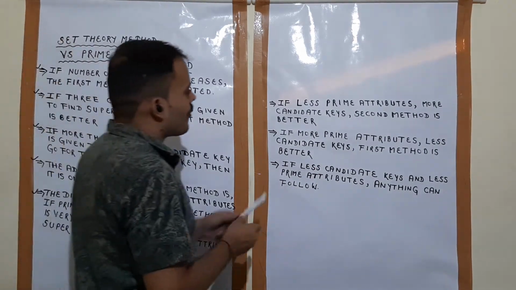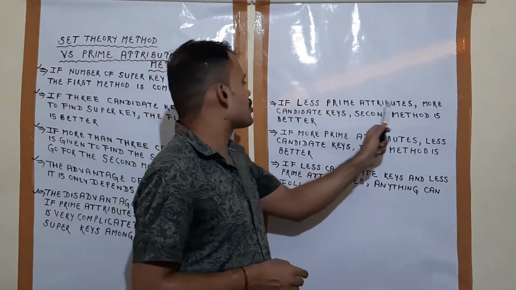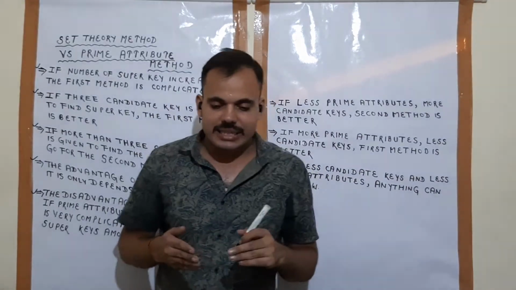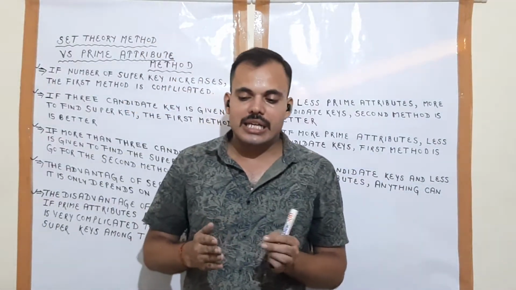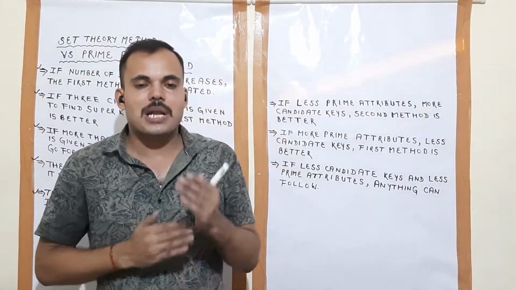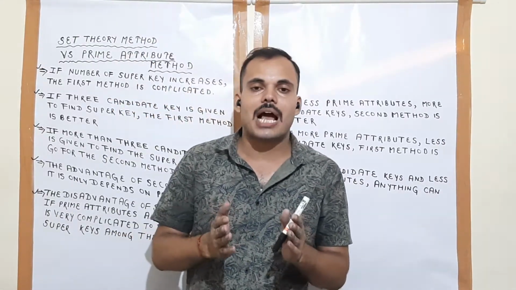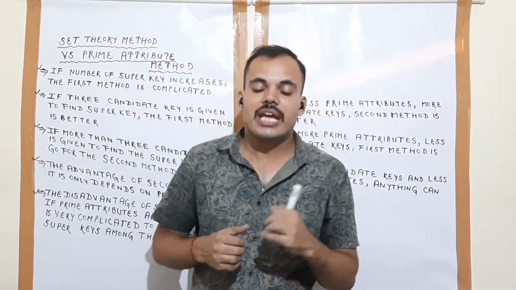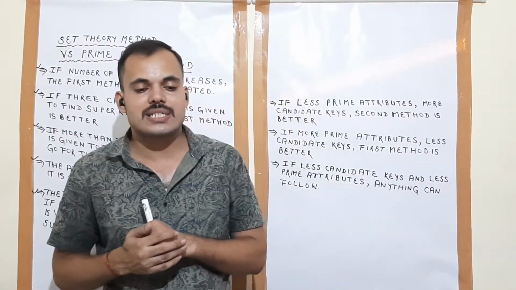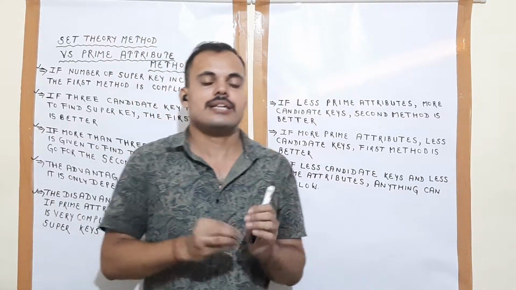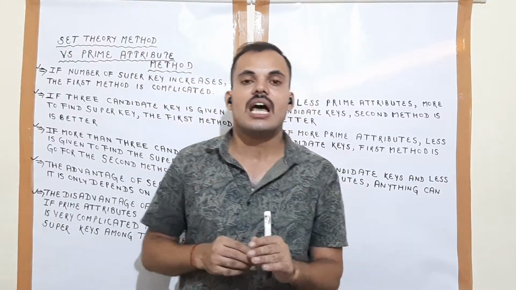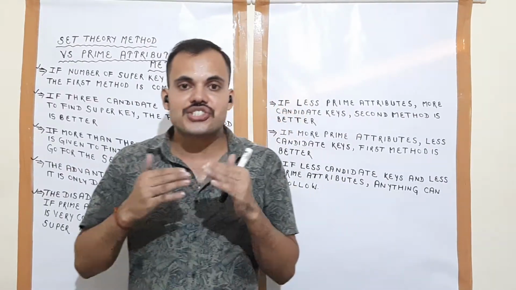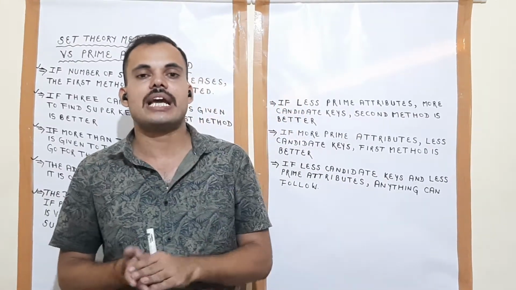See here, if less prime attributes, more candidate keys, second method is better. It is saying that if the prime attributes are less. What is the meaning of prime attributes are less? If the prime attributes are less, then to find the number of super keys among prime attributes of the relation R is easy, is simple, is not complicated.